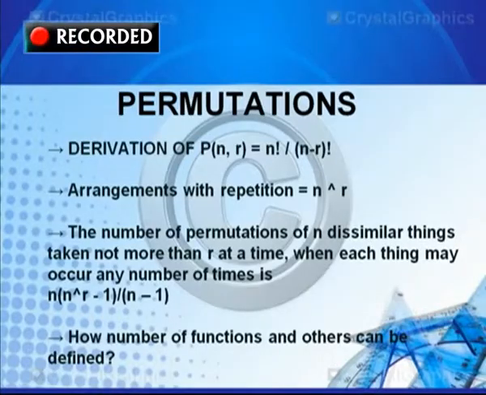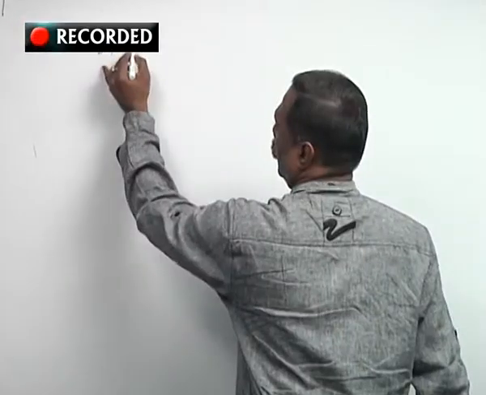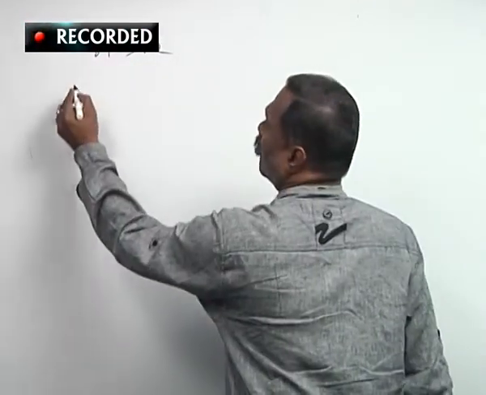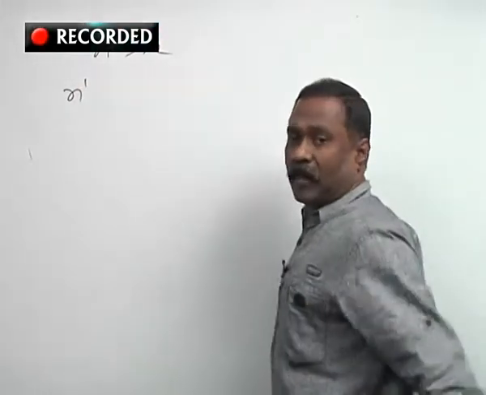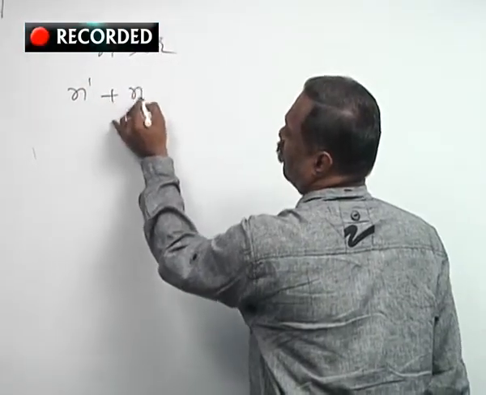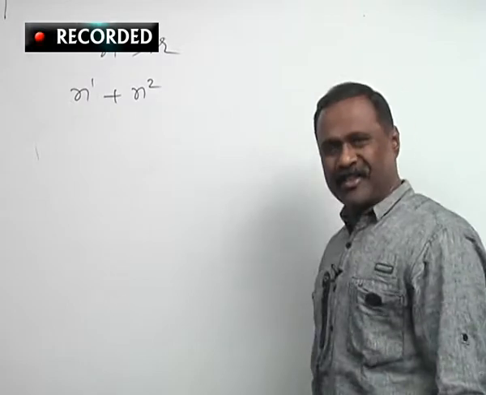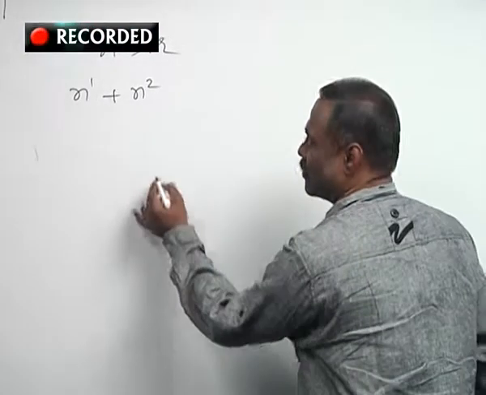So n things are dissimilar, taken not more than r at a time. Not more than r at a time means you can take one thing, or two things, or three things, or four things, and so on. You have to take a maximum of r things, and always remember n is greater than r, of course. Now, if one thing is taken, it is n power 1. If two things are taken with repetition, n square. Just now we have seen the formula, it is n power r.